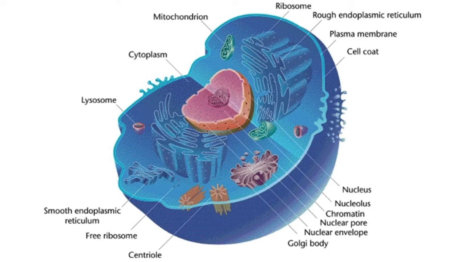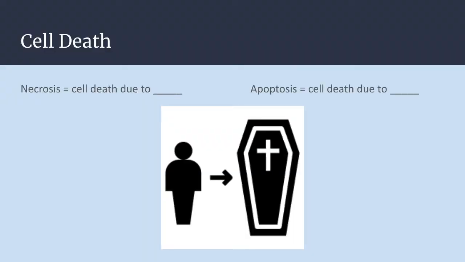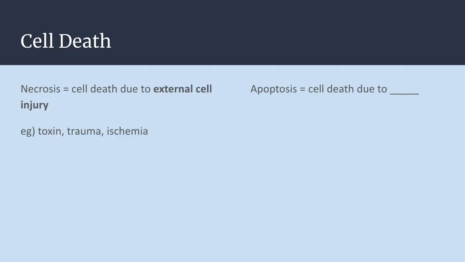Interestingly, the mitochondria have their own DNA as well, which is all maternally inherited. And they also play a role in cell death, which we will touch on next. So cell death can be either a normal or an abnormal part of cell life. When it is an abnormal process, it is generally due to some kind of external cell injury, like a toxin, trauma, or ischemia, and this often causes some kind of damage to the mitochondria.